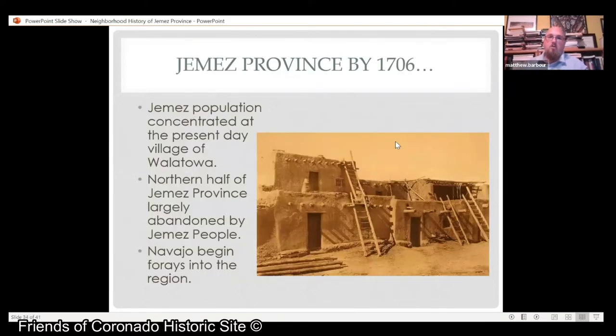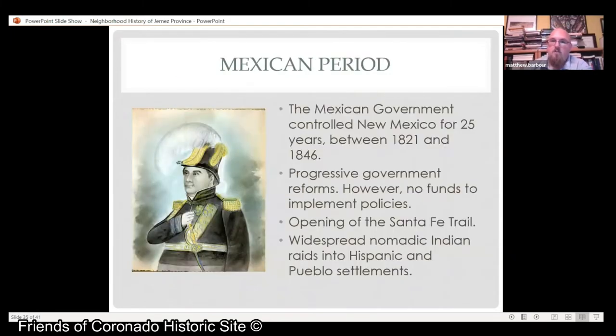Okay, a couple more slides. I'm going to go real fast because I'm almost out of time. By 1706, population's concentrated well. That's current day Jemez Pueblo. The area north of Jemez province is abandoned. It's forcibly abandoned. The Jemez people don't abandon it willingly. They're forced to abandon it by Spanish authorities. And Navajo forays begin in the region, raids into the area.